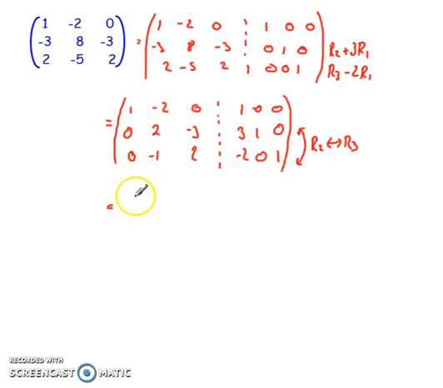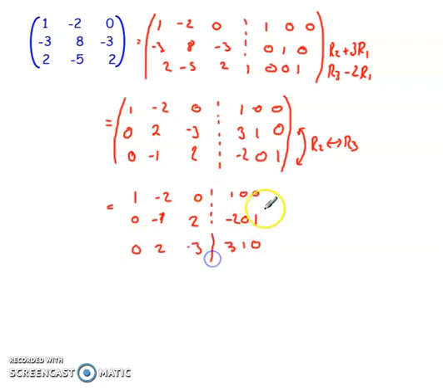So if I very quickly rewrite it as 1, -2, 0, 1, 0, 0, then 0, 1, sorry, -1, 2, -2, 0, 1, and then move that to the bottom. I've got 0, 2, -3, 3, 1, 0. So like I say, I've literally just swapped rows 2 and 3 about.